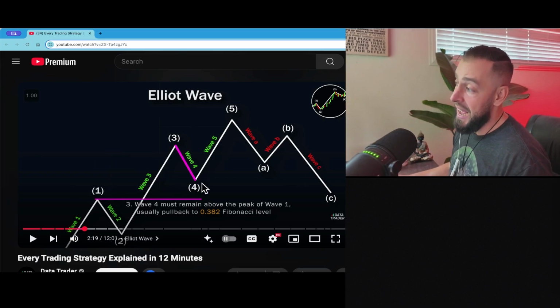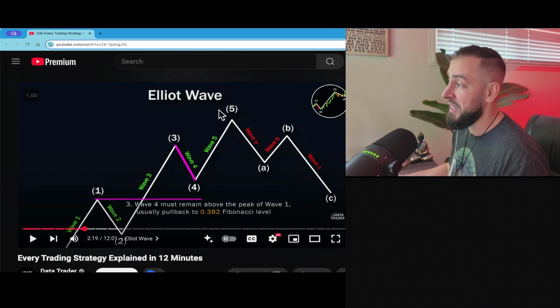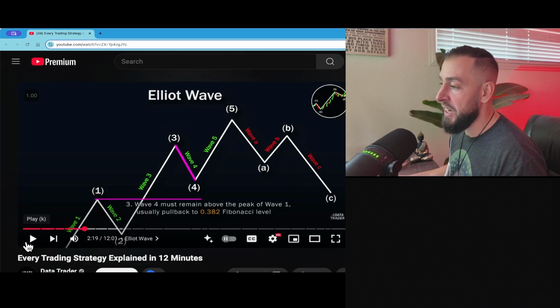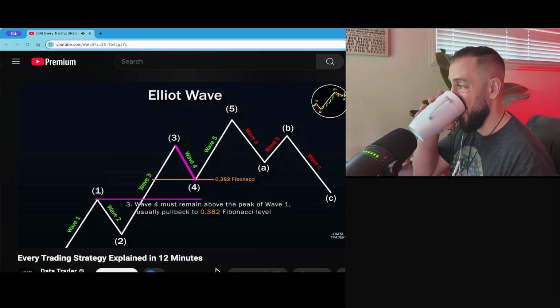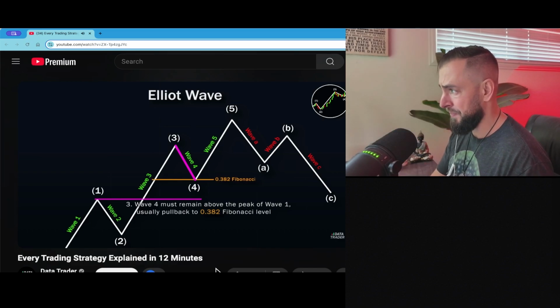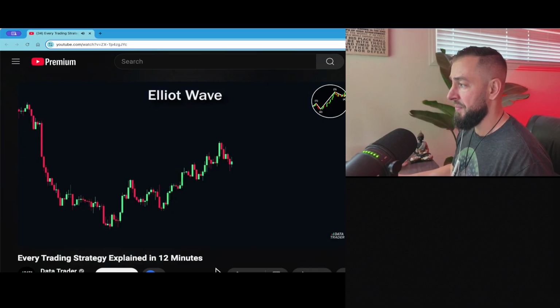Okay, so that's a key indicator because it means that the price is significantly moving in a direction, which is what you want to look for. Usually it pulls back to the 0.382 Fibonacci level. So here's an example of the Elliott wave in action. In this chart, we can see that the price resembles a possible 1, 2, 3 Elliott wave.